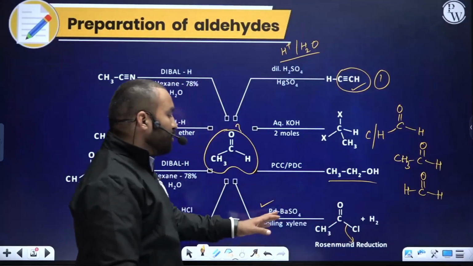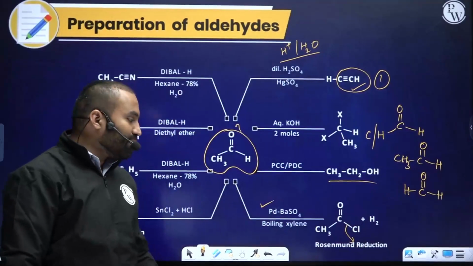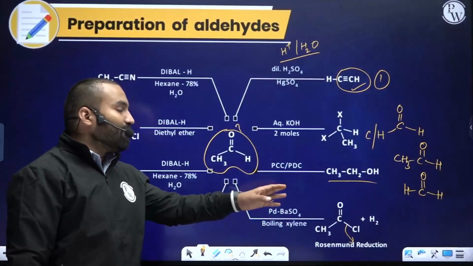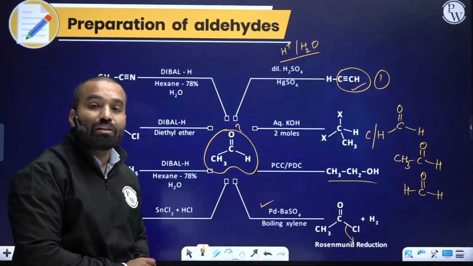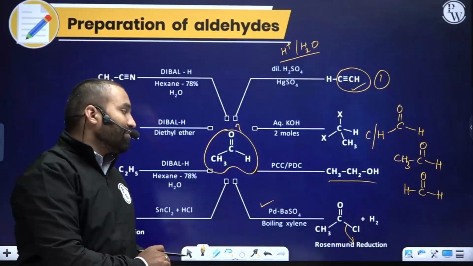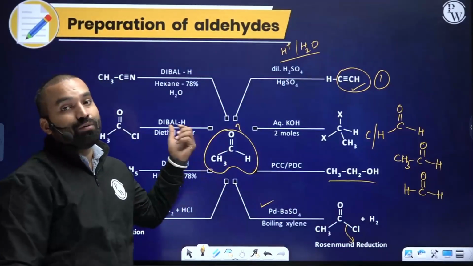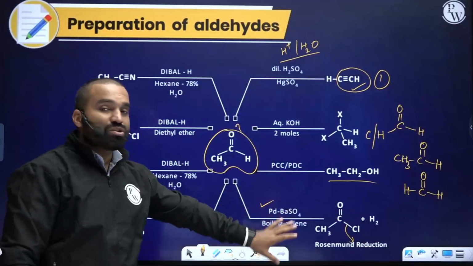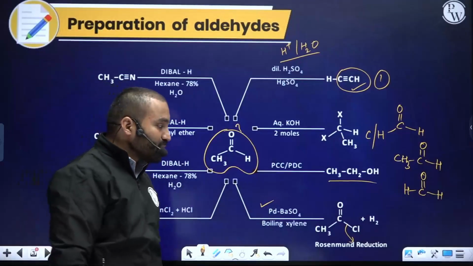But if you do not use barium sulfate, what is going to happen, everyone? This palladium will produce enough hydrogen in the form of nascent hydrogen that will be sufficient to reduce the aldehyde also. So this is known as Rosenmund reduction. Very important, Rosenmund reduction.